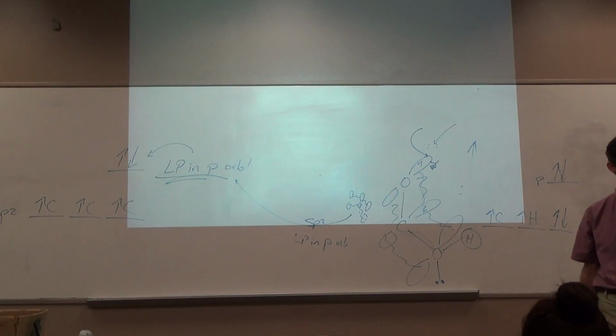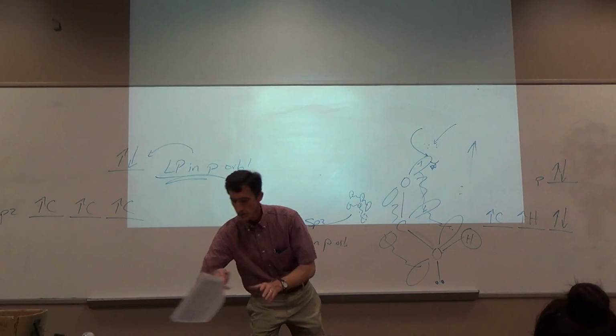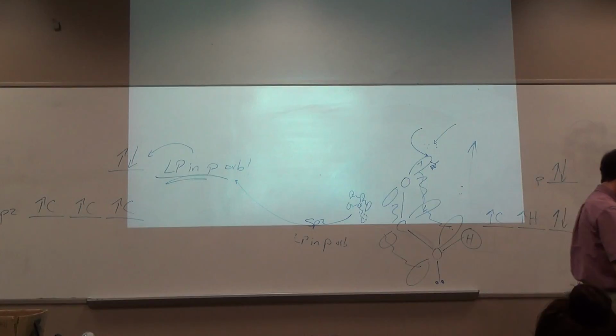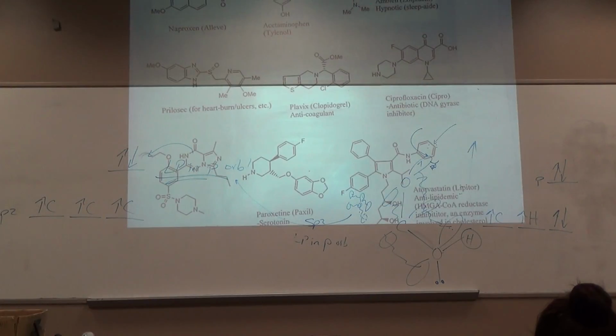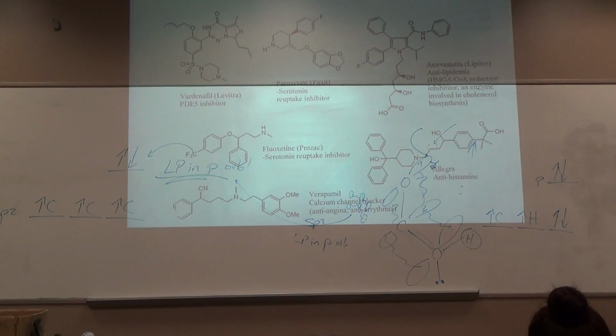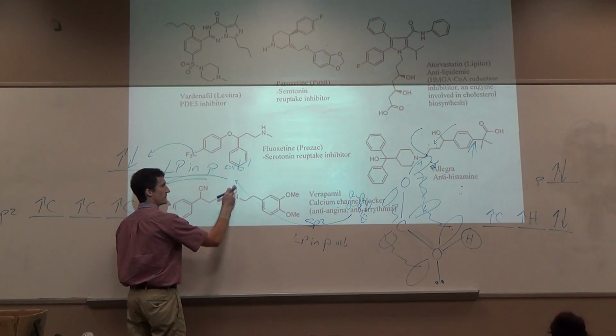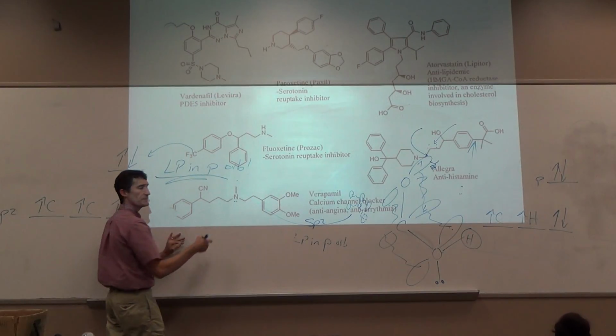Could we do the nitrogen at the bottom for the anti-aging one? Which one? Verapamil? Yeah, that one. Which nitrogen? The middle nitrogen. Verapamil at the bottom, middle nitrogen. What's the hybridization? That's sp3.